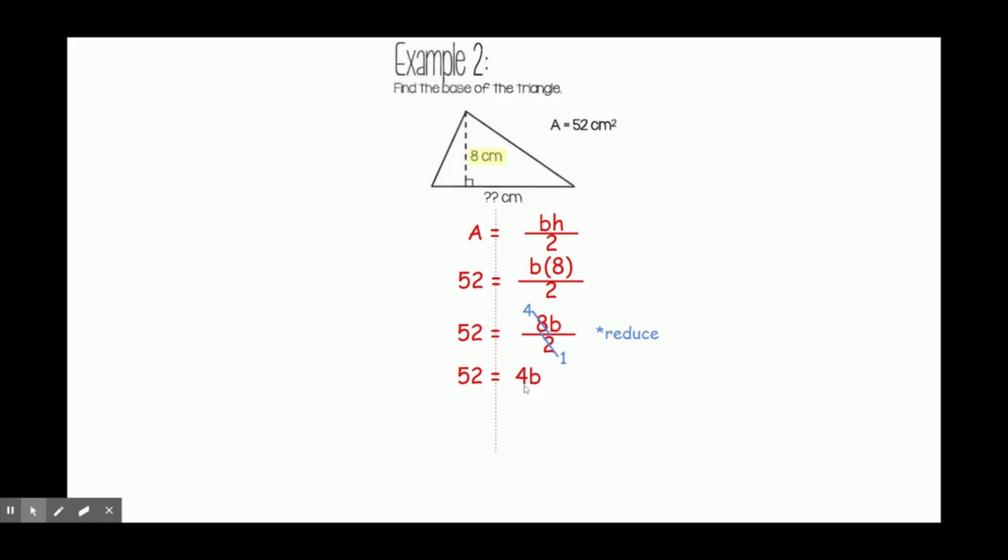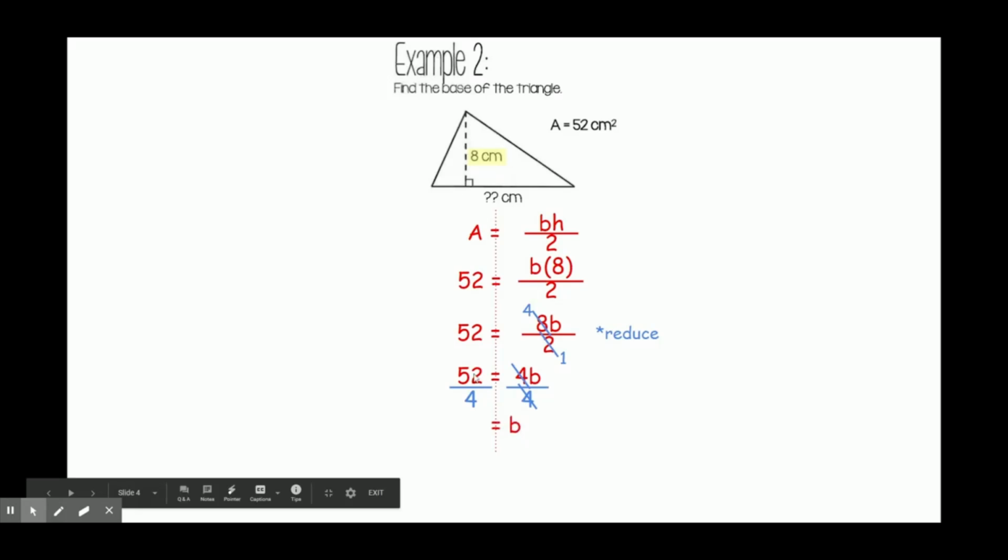Again, it looks like a regular equation. Inverse operation is to divide by 4, which means we divide the other side by 4. 4's cancel out. We're left with 1b, or b. And 52 divided by 4 is 13. So our base is 13 centimeters.